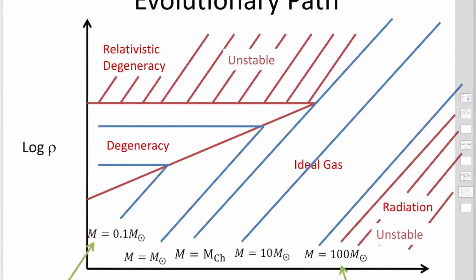Finally, the evolutionary path is expressed. Inside the zone of the ideal gas, it is expressed as a straight line with a slope of 3. By increasing the mass of the star, it moves to the right. In the zone of degeneracy, it is independent of the temperature. It becomes a horizontal line. The relativistic degenerate zone is expressed as a cross of these lines. So this is exactly equal to the Chandrasekhar mass.